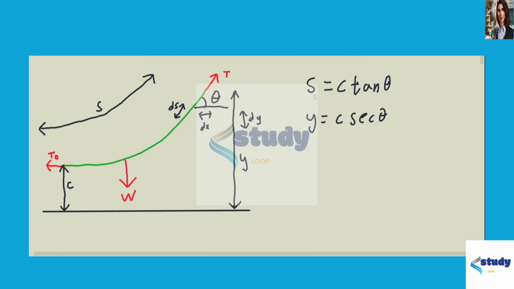We need to prove that this length s is equal to the length c times the tangent of theta, and we also need to prove that this length y is equal to the length c times the secant of theta. And I drew a free body diagram here with the angle theta about the horizontal. So we're going to start by first proving this equation right here.